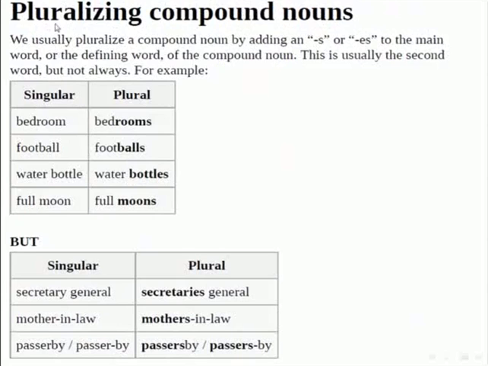Now, next topic, pluralizing compound nouns. How we make compound nouns plural. We usually pluralize a compound noun by adding an S or ES to the main word or the defining word of the compound noun. This is usually the second word, but not always. For example, bedroom, usually the second word, usually we say bedrooms. Football, footballs.